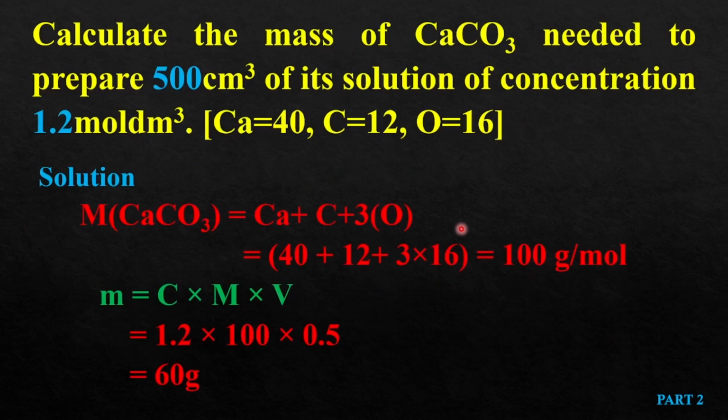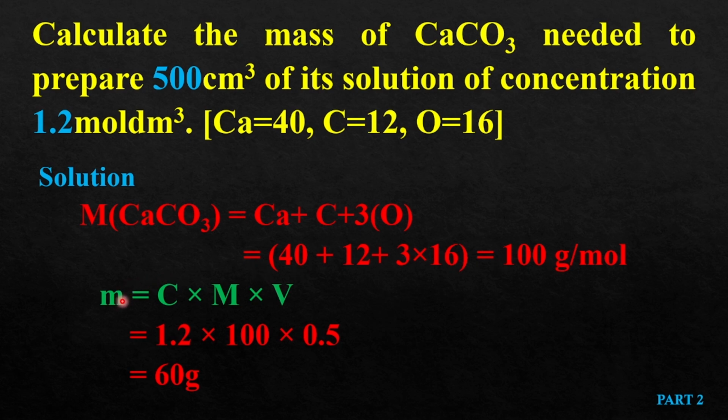Let's look at the second one. In this second example, we are to calculate the mass of calcium carbonate needed to prepare the volume here, which is 500 cm cube of its solution of concentration 1.2. So in this question, we know volume, we know concentration, and we have been asked to determine the mass. Now, what can we get from this compound? We can get molar mass. So please take note of that. So after solving for molar mass, we had 100 grams per mole.